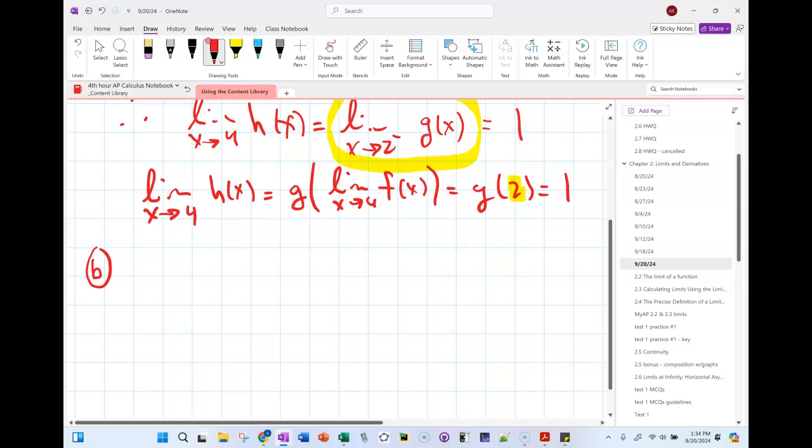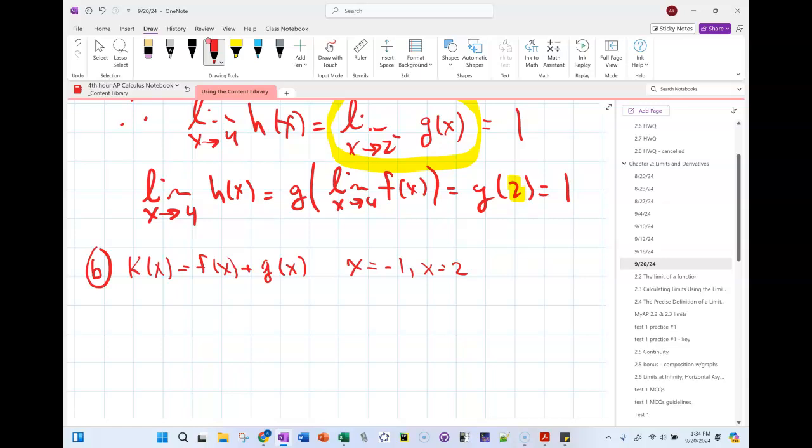The next one says k of x is f of x plus g of x. And we want to look at negative 1 and 2 and decide if that function k is continuous at either of those 2 points. So to show continuity, we have to show that the limit as x approaches negative 1 of k of x is equal to k of negative 1, right? But we're given graphs here, so we can't just use our direct substitution rules on this, particularly if negative 1 is a discontinuity, which I think it is for both functions, f and g, right?